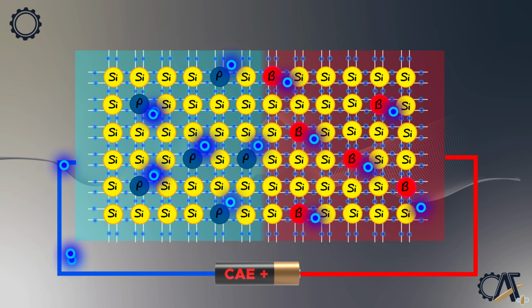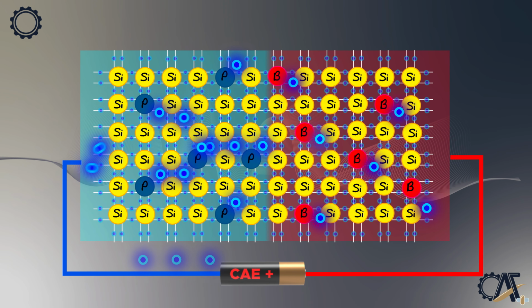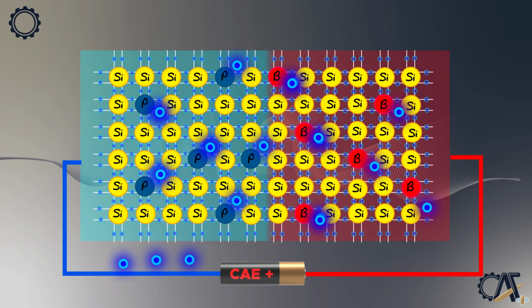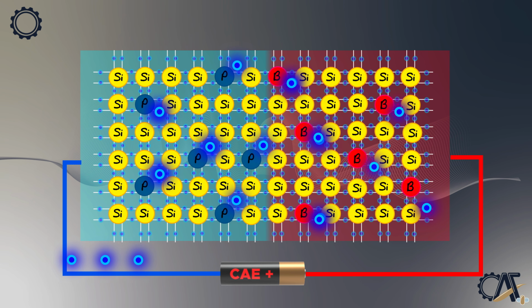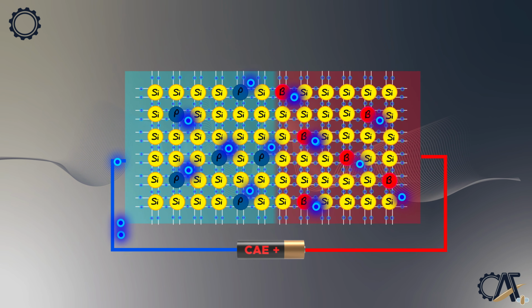However, if the negative terminal of the battery is connected to the p-type and the positive terminal to the n-type, the diode does not allow the electric current to flow in the opposite direction. Thus, this makes a p-n junction diode a 2-electrode semiconductor where the electric current flows only in one direction.